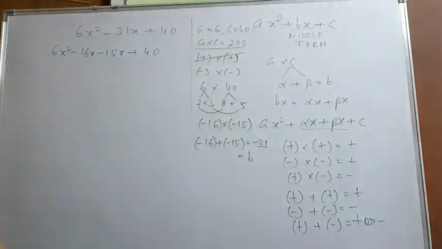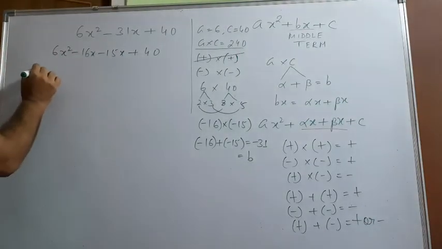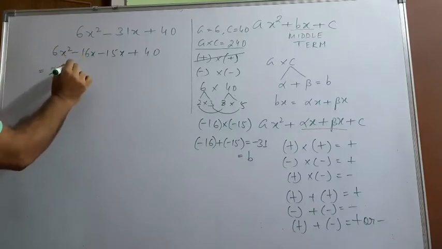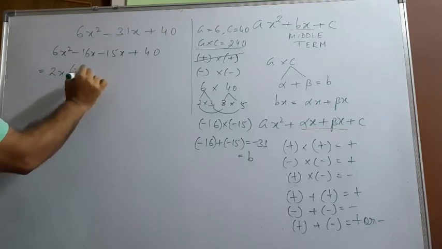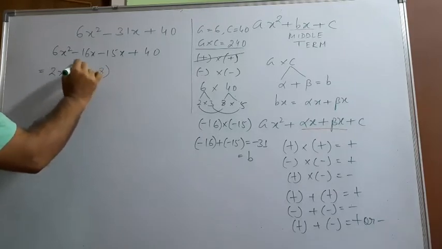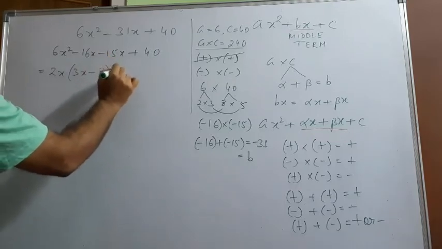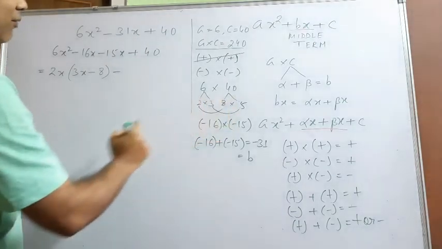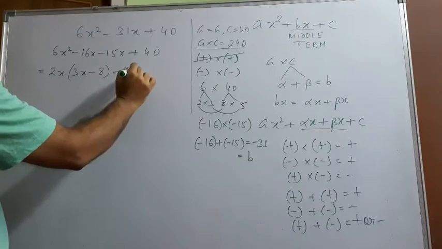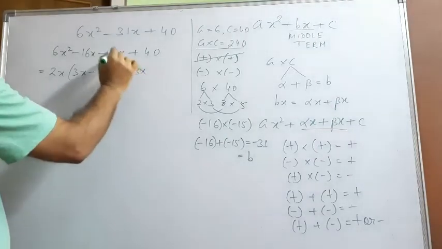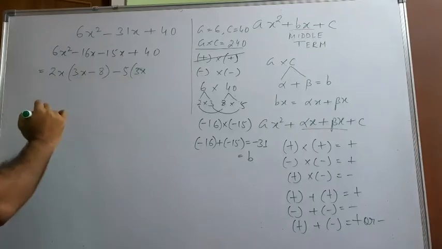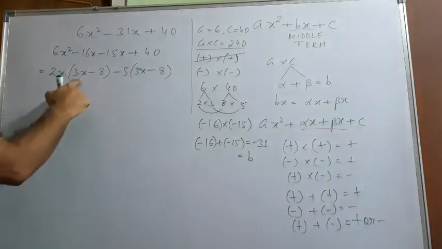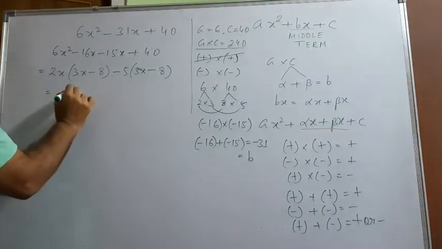Now here, from 6 and 16 we can take 2 common: 2 3s are 6 and 2 8s are 16. From x squared and x you can take x common. So 2x into 3x minus 8. Here immediately write this sign. From 15 and 40 you can take 5 common, because 5 3s are 15 and 5 8s are 40. So if I take 5 common, then minus 5 into 3x minus 8, because minus minus gives a positive sign, so this sign will be negative. Minus 5 into minus 8 is equal to plus 40. See, are these the same? Yes, they are the same, so I take them common.